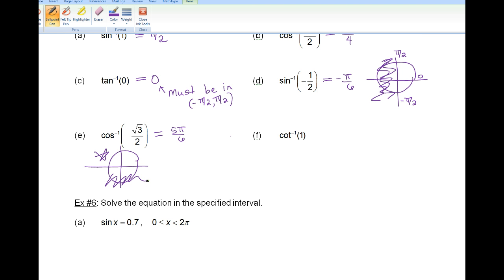What's the range? 0 and pi. 0 and pi is the range. Oh, 0 and pi is cosine. I don't understand why that's the range, why it's only 180. Anybody? Why do we have that particular range?